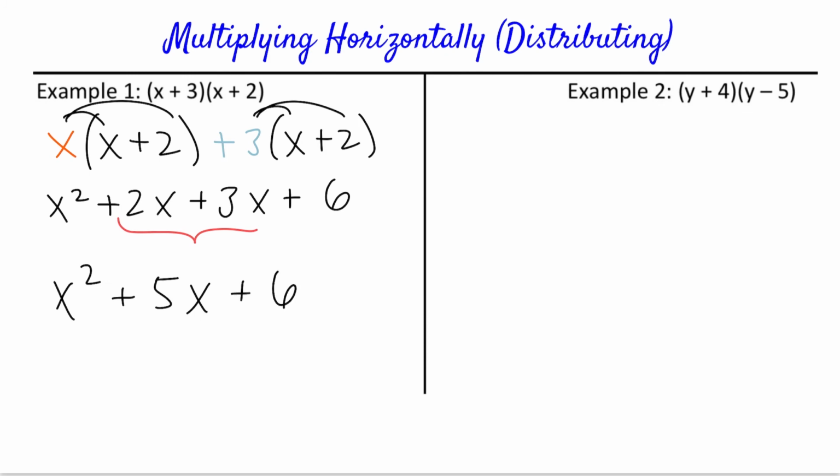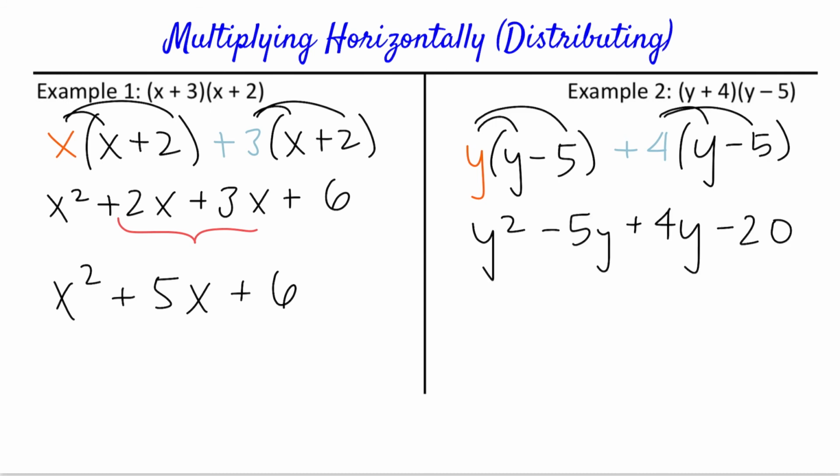For this next problem, my first binomial is y plus 4. My second binomial is y minus 5. So I'll take my first term in my first binomial, that's y, and multiply it by my second binomial, y minus 5. Then I take my second term in my first binomial, 4, and multiply it again by my second binomial, y minus 5. When I multiply this out, I get this.